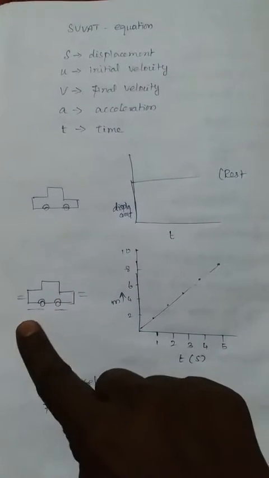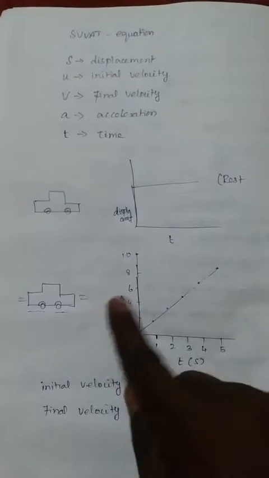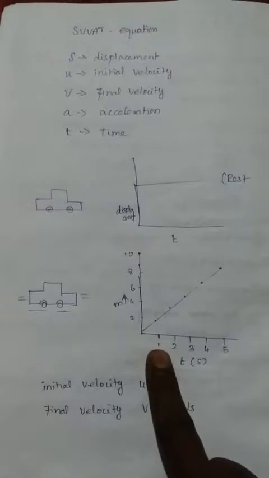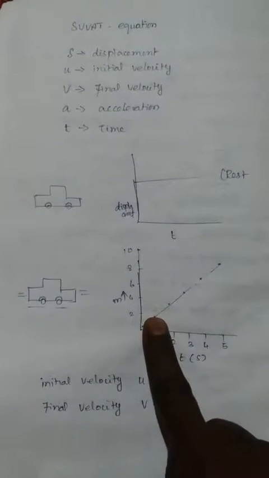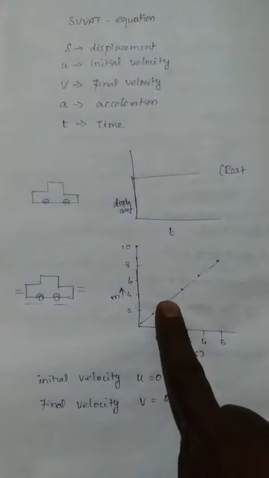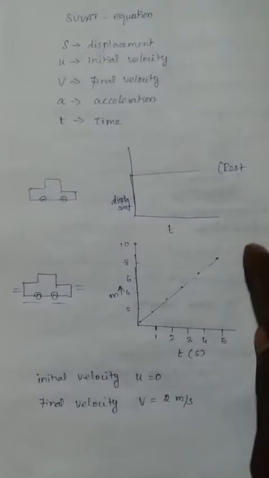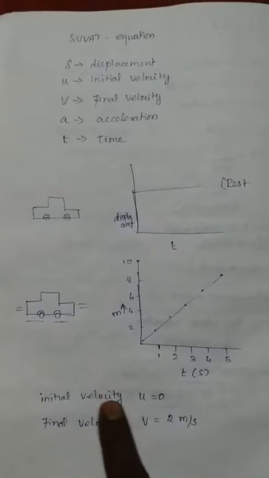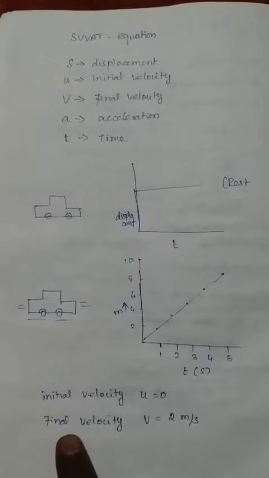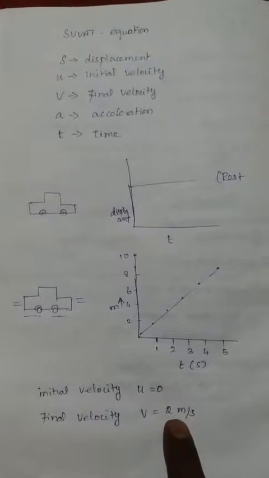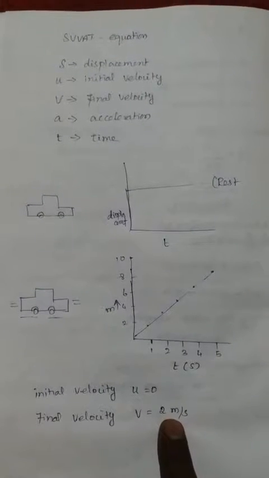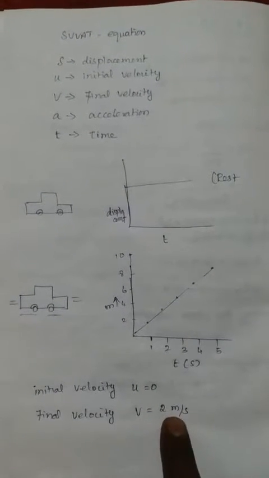So here the car starts to move. Here on the graph, at the first second it is at 2 meters, at the second second 4 meters, and so on. So its initial velocity is 0 and its final velocity will be 2 meters per second. So its velocity will be 2 meters per second.